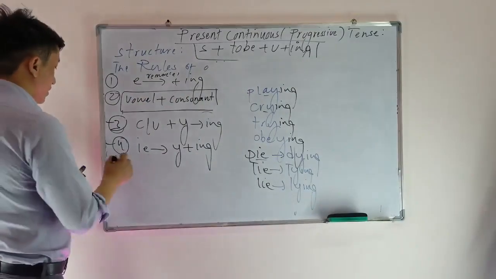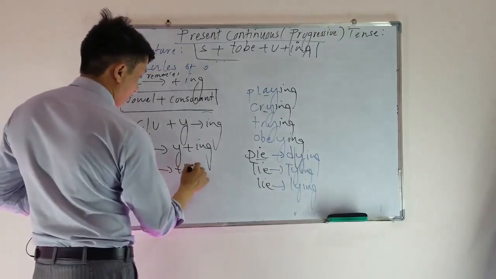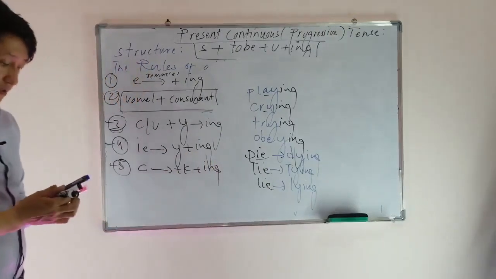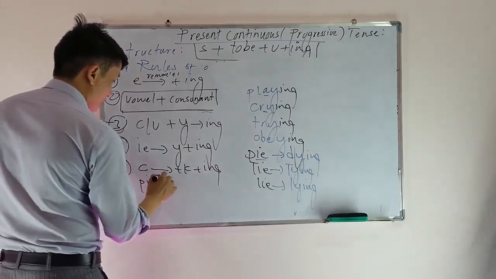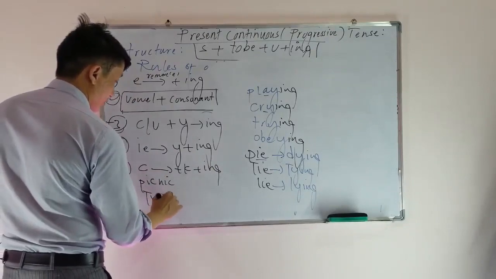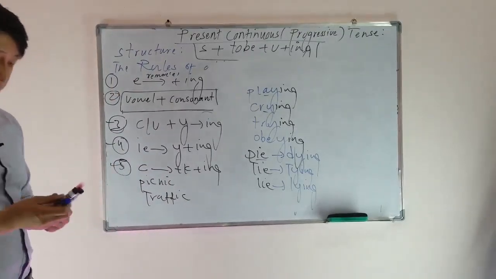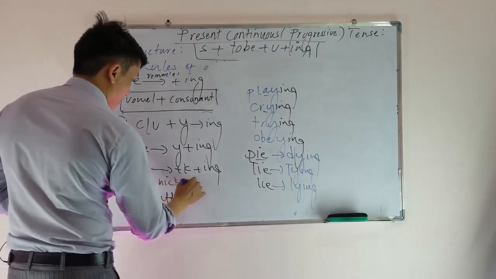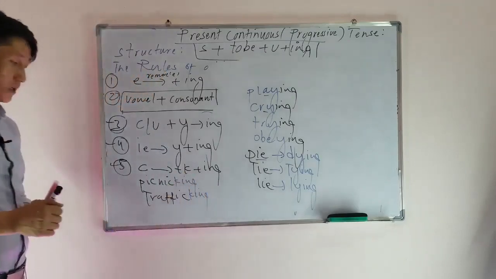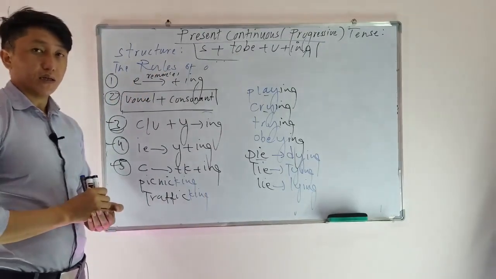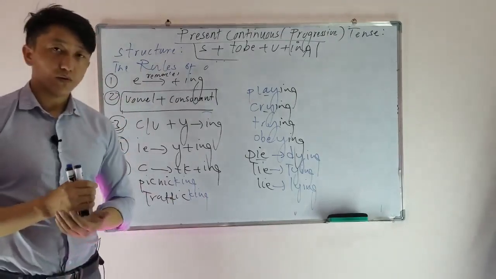The next rule, number 5. If a word finishes with c, we add k, and after that we add ing. For example, if I have a verb like this, look, we have picnic, we have traffic. Now, for example, human trafficking. So if I want to add ing, we have to add k and ing. Traffic becomes trafficking, and picnic becomes picnicking.